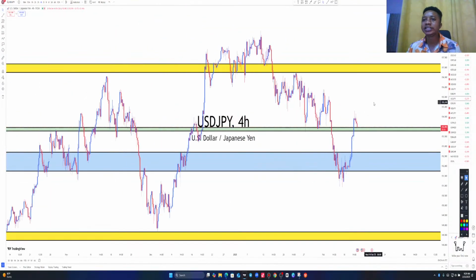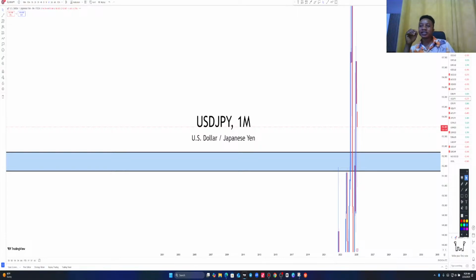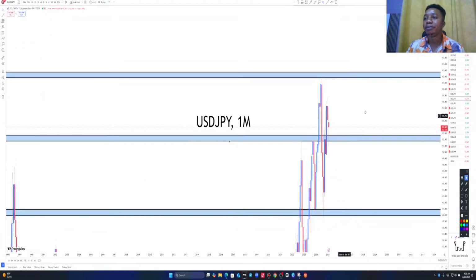So USD-JPY, what is happening? Smart Rich is saying USD-JPY. Let's go to the monthly time frame and also try to analyze. As I said earlier, at the beginning of the live session, the USD pairs are playing in a very tricky manner. So you need to be very cautious when you are picking your entries.